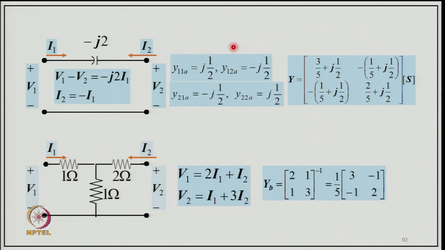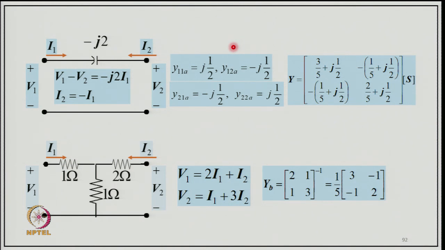From which we can find, from the first network, that V1 minus V2 equals minus j2 I1 and I2 equals minus I1. From here we can write the admittances Y11 equals j by 2, Y12 equals minus j by 2, Y21 equals minus j by 2 and Y22 equals j by 2. From which we can find that the Y parameters of this network become [3 by 5 plus j by 2, minus 1 by 5 plus j by 2; minus 1 by 5 plus j by 2, 2 by 5 plus j by 2].